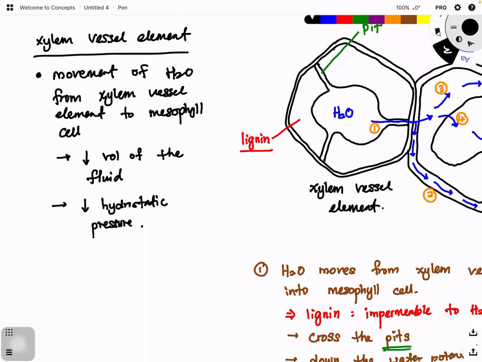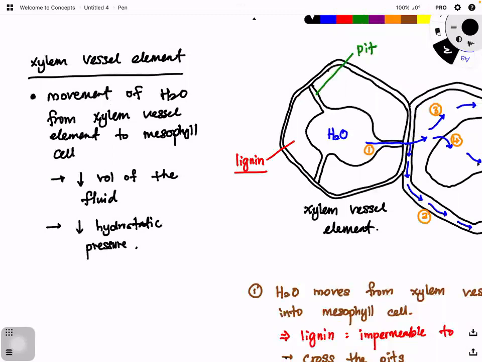Okay, so that means now in the xylem vessel elements, or more precisely at the shoots, at the leaf there, because of the movement of water molecules from the xylem vessel elements to the mesophyll cells, it lowers the volume of the fluid inside the xylem vessel element, so therefore it decreases the hydrostatic pressure. Again, this is what we are going to look at later, when we look at how water molecules move along the xylem vessel elements.